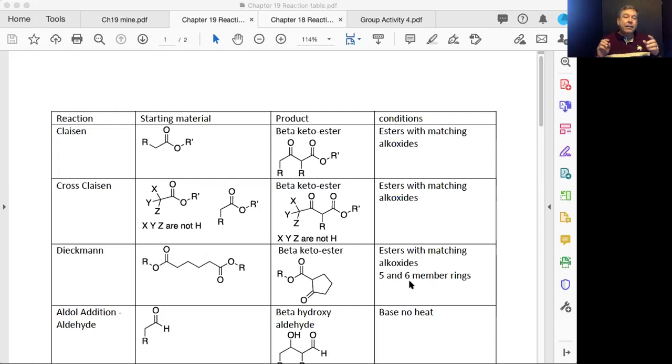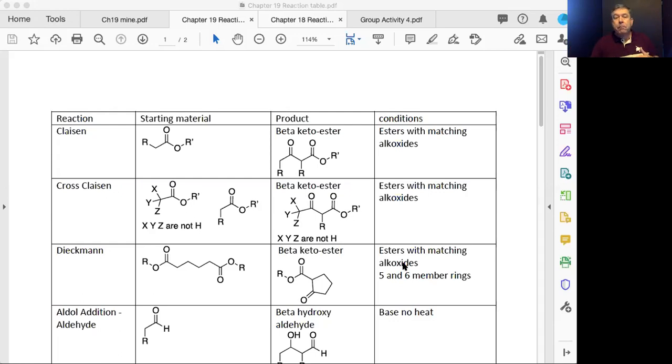And while in theory you technically can make bigger and smaller than 5 and 6 membered rings, those are predominantly the products we form, if at all possible. If you have a choice between a 4 and a 6 membered ring, it's always going to make the 6 membered ring. Okay. So that's the Claisen. Esters, Claisen, and we can do it with or without alpha hydrogens if you want to do a cross Claisen.